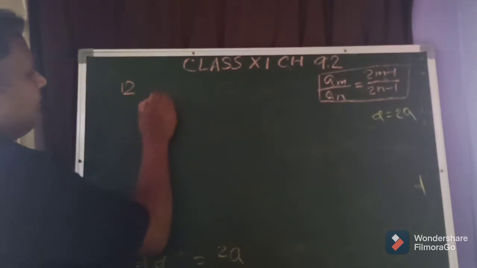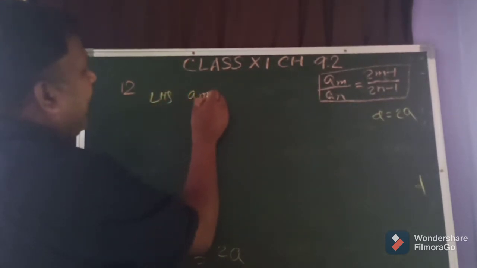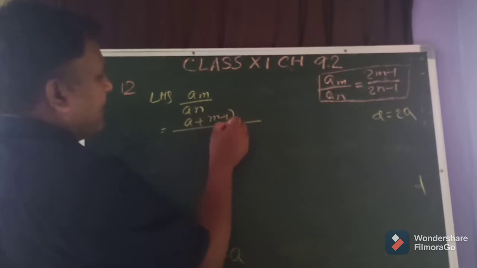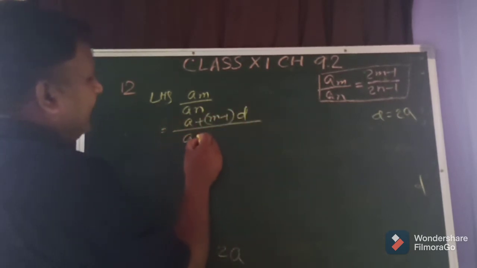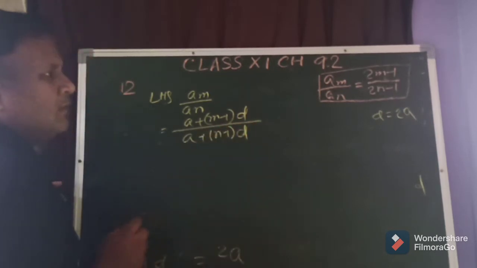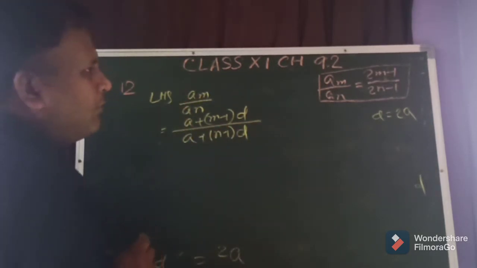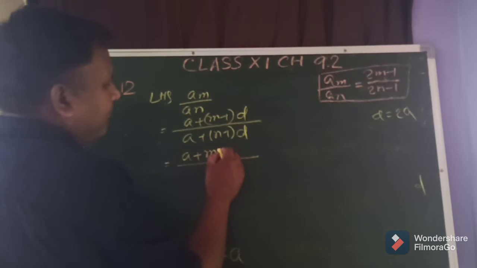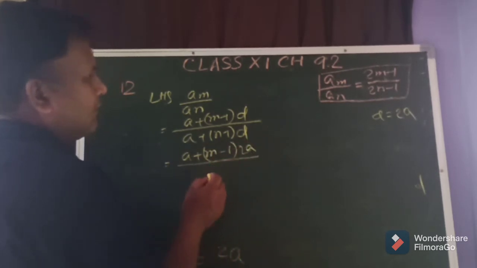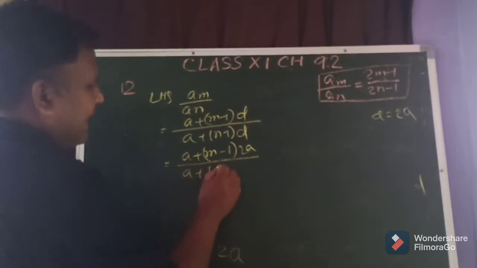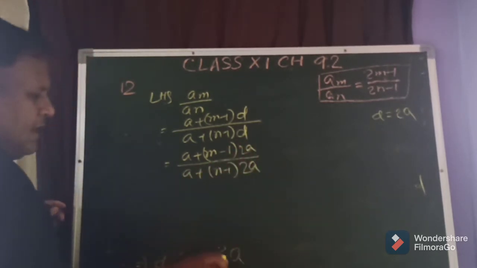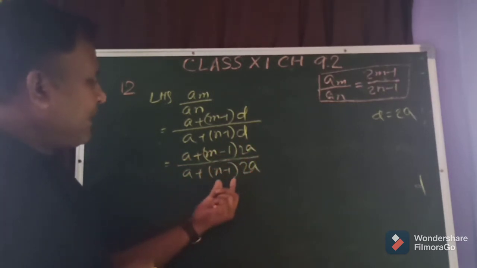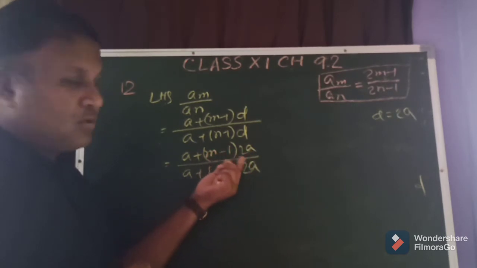Now what you are asked, left hand side, am by an. What is am? Am means a plus m minus 1 into d. And an is a plus n minus 1 into d. So what is the value of d? Twice a. So put the value here: a plus m minus 1 into twice a, over a plus n minus 1 into twice a. Remember this. Do not cut this, because this is not the same here. This is multiplied with m minus 1 only, so you cannot cut this.